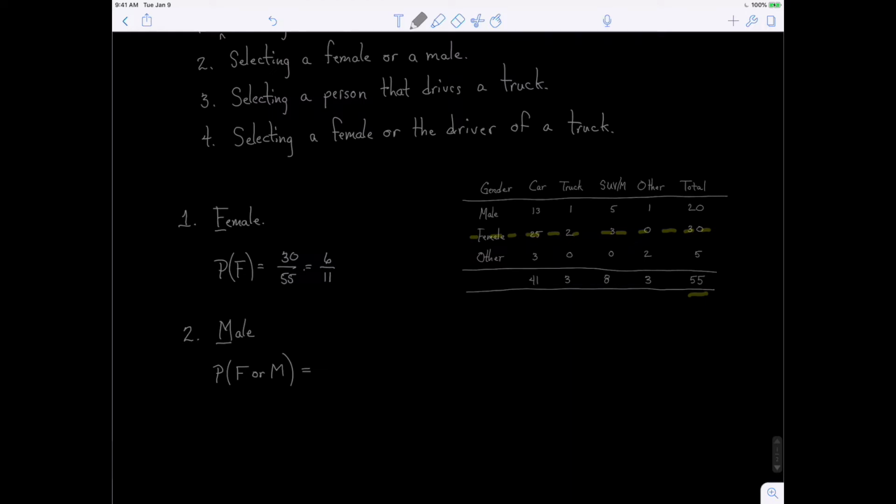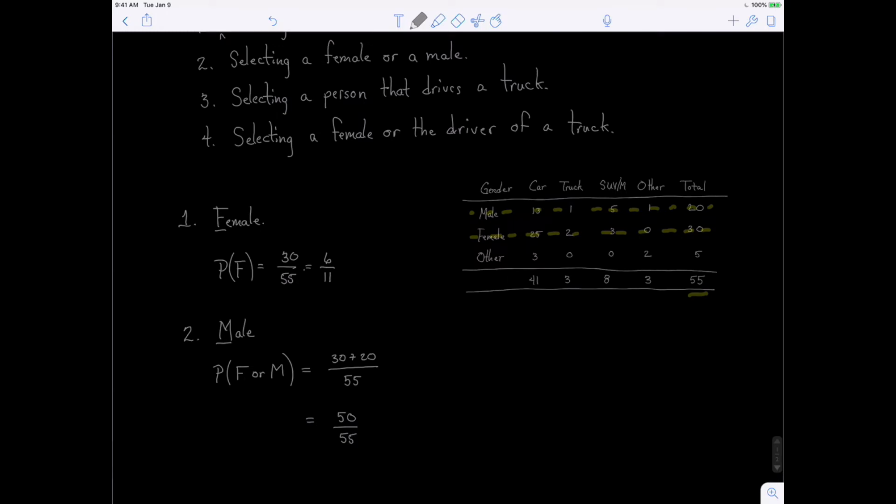If I look closely, we know we have 30 females and that we also have 20 males. So I could say that's the 30 females plus the 20 males for a total out of 55 total people. I could add those together, and that's 50 out of 55.